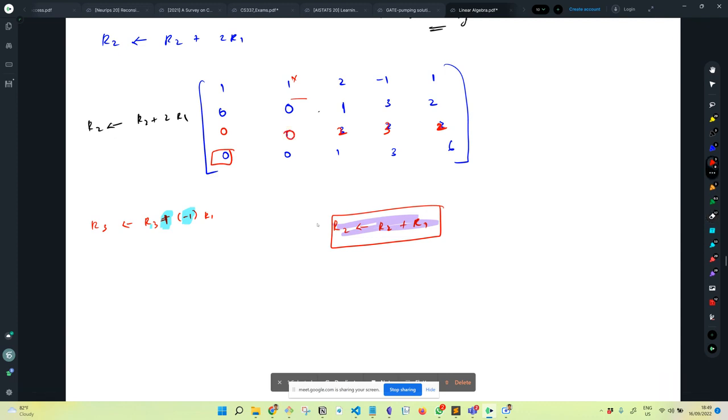I hope it is clear to all of you why I should not do R2 equals R2 plus R1. Now, okay, I think it is clear. So now let's move to the third entry of the third column. Can somebody suggest an operation?